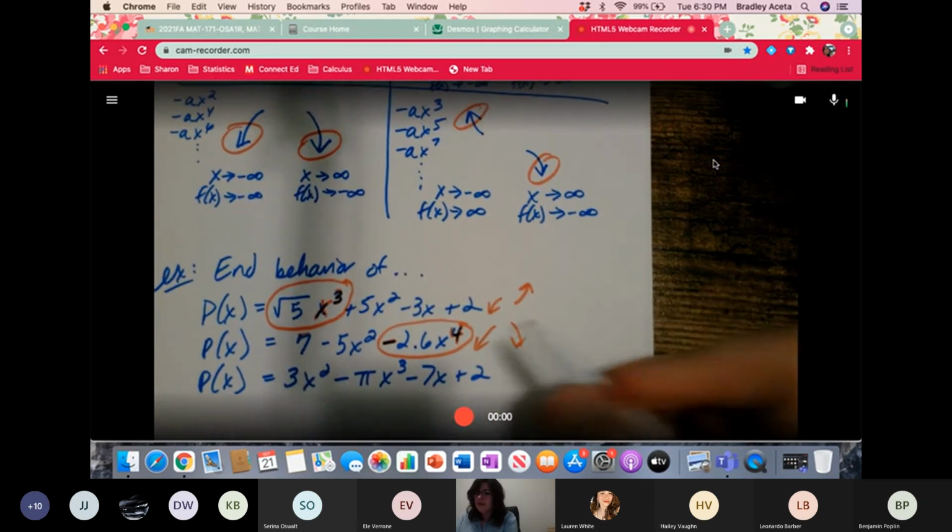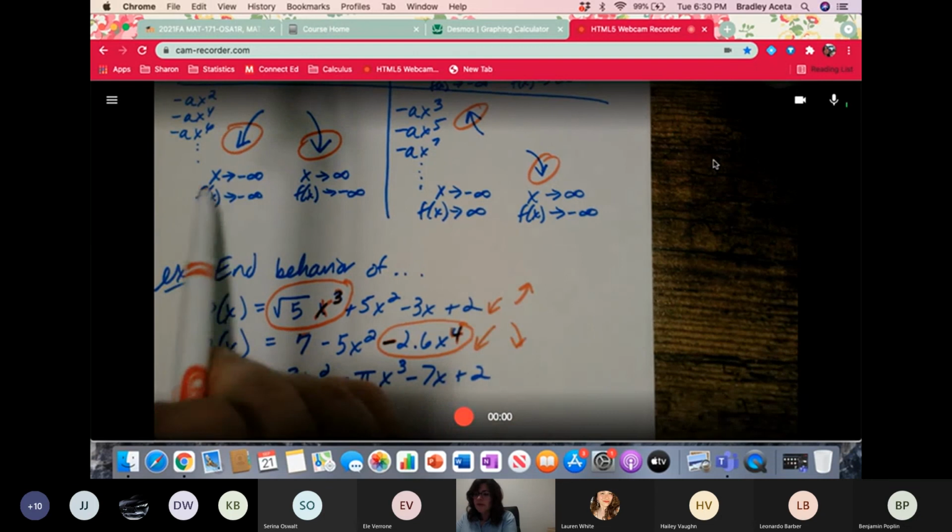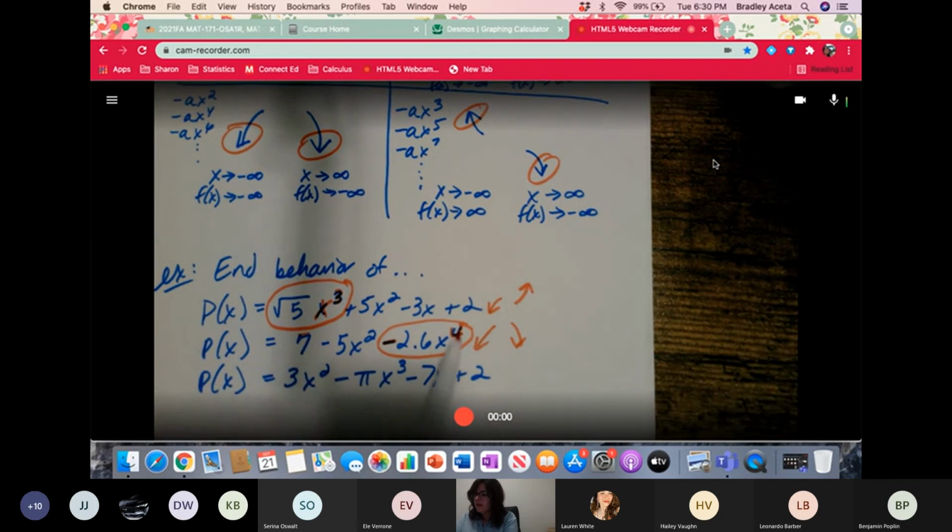Down, down. So then you'd write this stuff. If x goes to negative infinity, y goes negative. If x goes to positive infinity, y goes to negative infinity. They're both down, down, both negative. The ends will become negative.